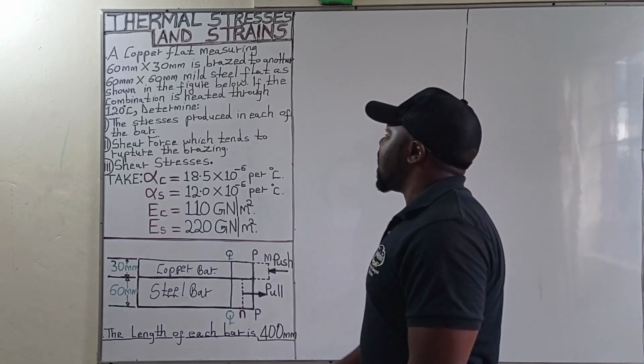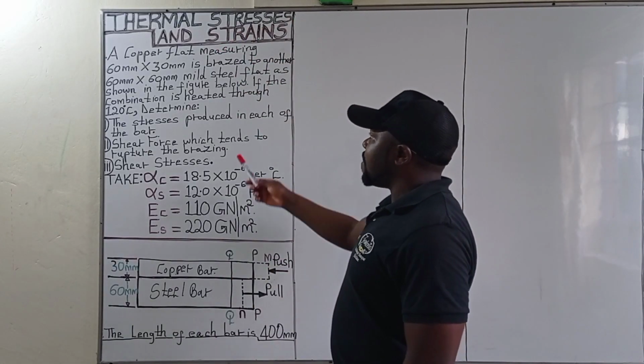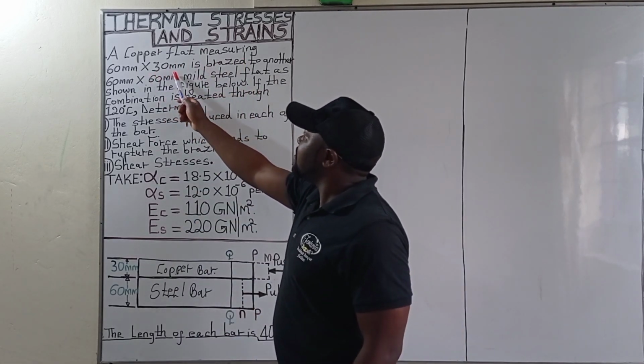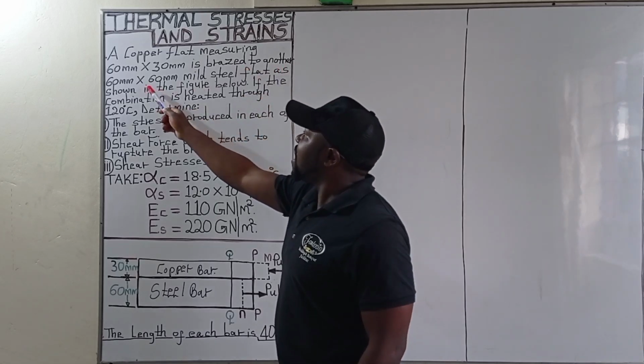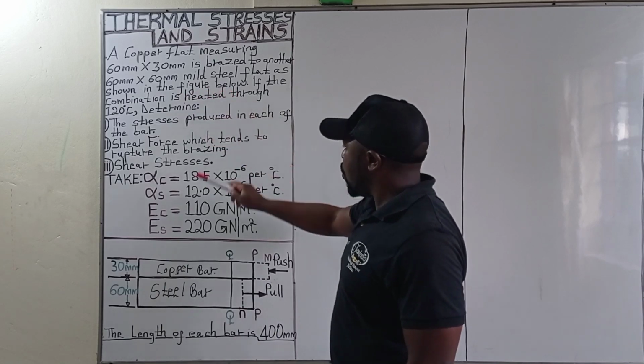Now, we are analyzing thermal stresses and thermal strains. We have a problem here that says this. A copper flat measuring 60 by 30 millimeters is brazed to another 60 by 60 millimeters mild steel flat as shown in the figure below.